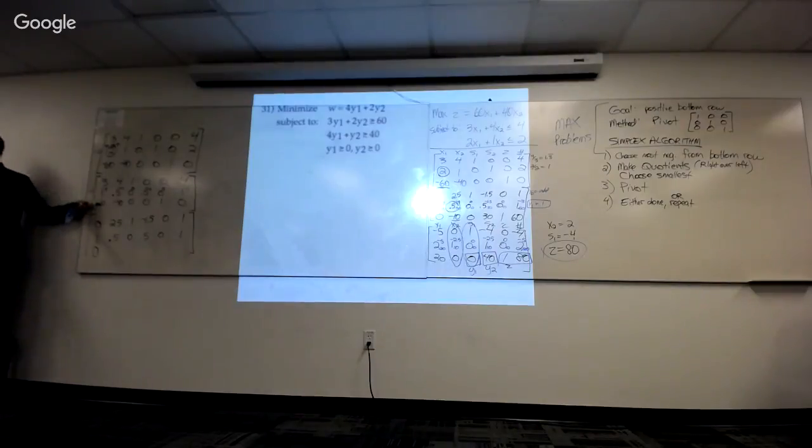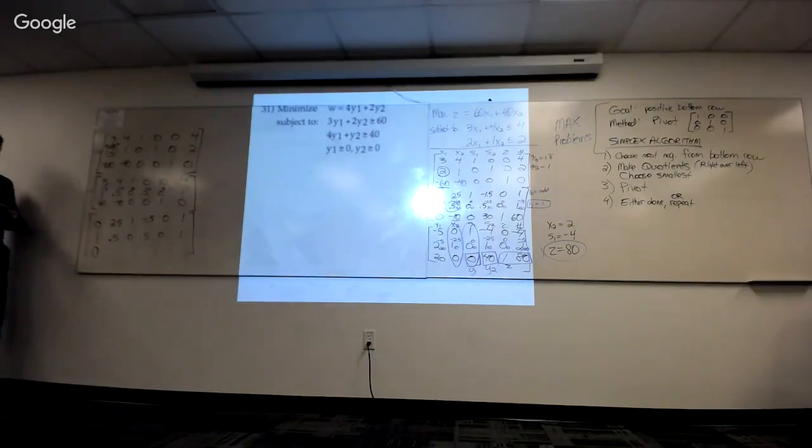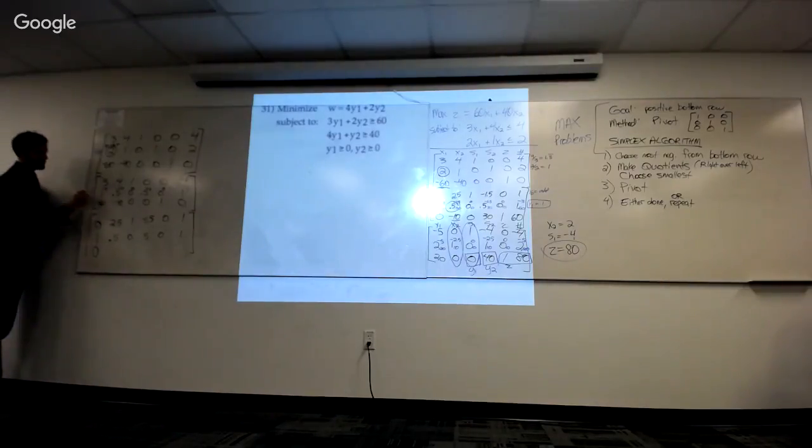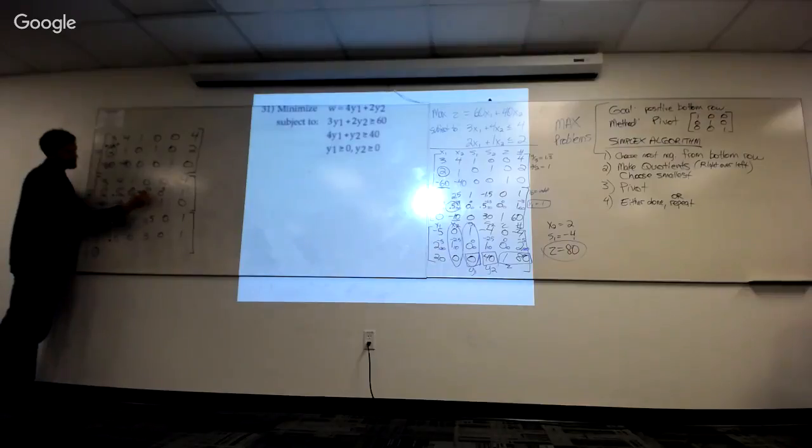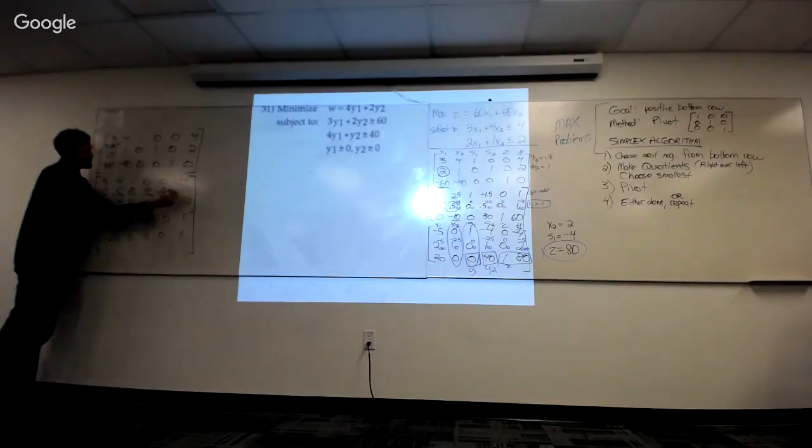I want that number to be a 0. So what would I have to add to negative 60 to get a 0? 60. So I'm going to multiply this whole row by 60 now. So that'd be 1 times 60 is 60. Half times 60 is 30. 0 times 60 is 0. Half times 60 is 30. 0 times 60 is 0. 1 times 60 is 60.